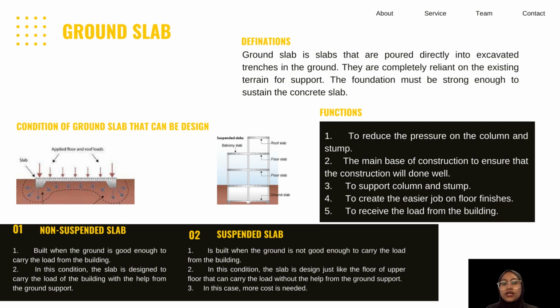Next is the function. Number 1 is to reduce the pressure on the column and stump. Number 2 is as the main base of construction to ensure that the construction will be done well. Number 3 is to support column and stump. Number 4 is to make the job easier on floor finishes. And number 5, to receive the load from the building. There are 2 conditions of ground slab that can be designed, which are non-suspended slab and suspended slab.